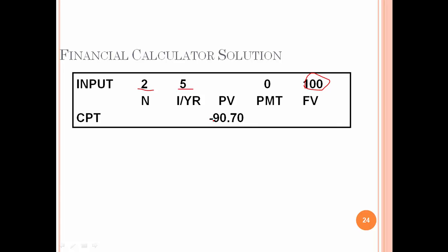Again, you will see a negative sign on your screen, but at this point you can just ignore the sign and keep the amount of $90.70. This is how you use your financial calculator to compute the present value based on the future value. And again, I have videos on D2L that explain how to use your financial calculator to do your time value of money calculations. So if you need a tutorial that shows you how to use a financial calculator, check those videos out.